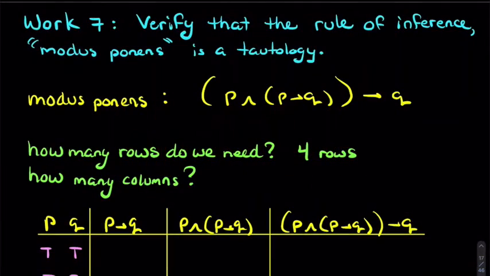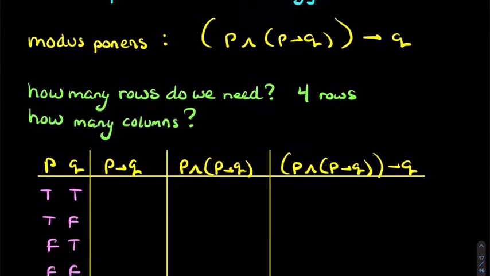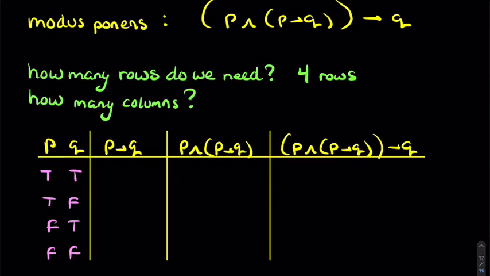So now we are asked to verify one of the rules of inference. And we're going to do that using a truth table. So how many rows are we going to need? Well, there's only 2 propositions, so we need 4 rows.